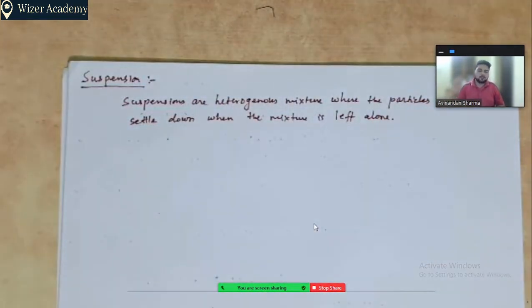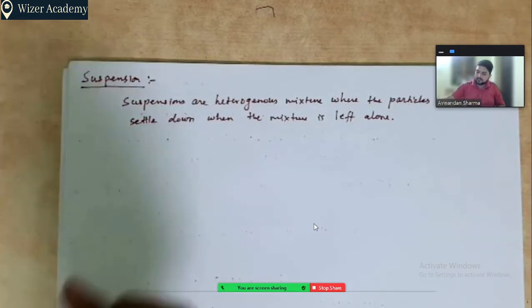Most of the suspensions we can see are either chalk plus water. These are the examples of suspension. What happens? The particles will settle down. They do not dissolve but remain suspended throughout the bulk of the medium. Particles of a suspension are visible to the naked eye.